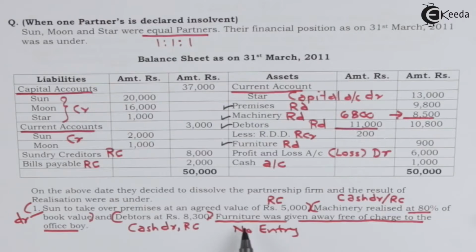15,100. Furniture was given away free of charge to the office boy. This is like a gift given by the partnership firm to one of their employees, the office boy. So there is no realization of amount from furniture. So there will be no entry for this particular transaction.